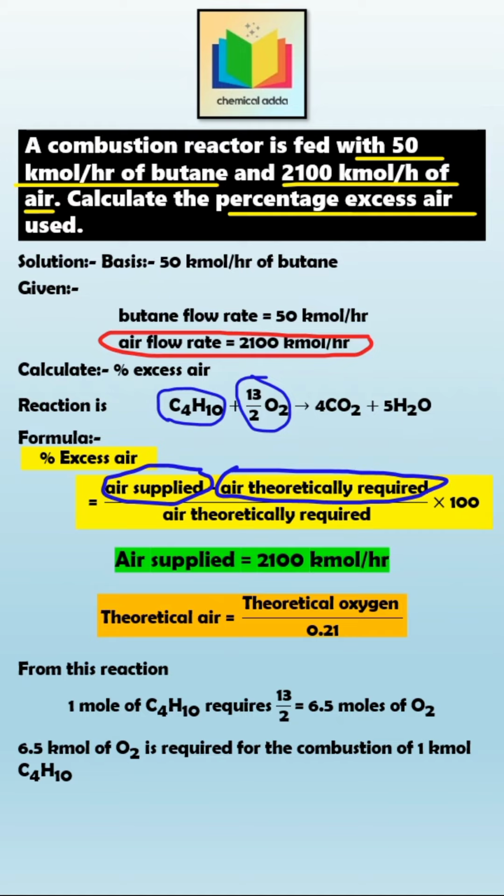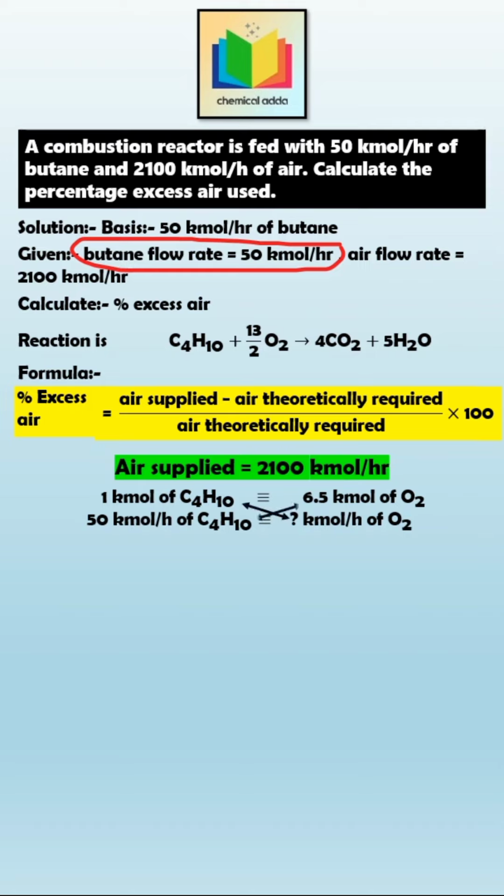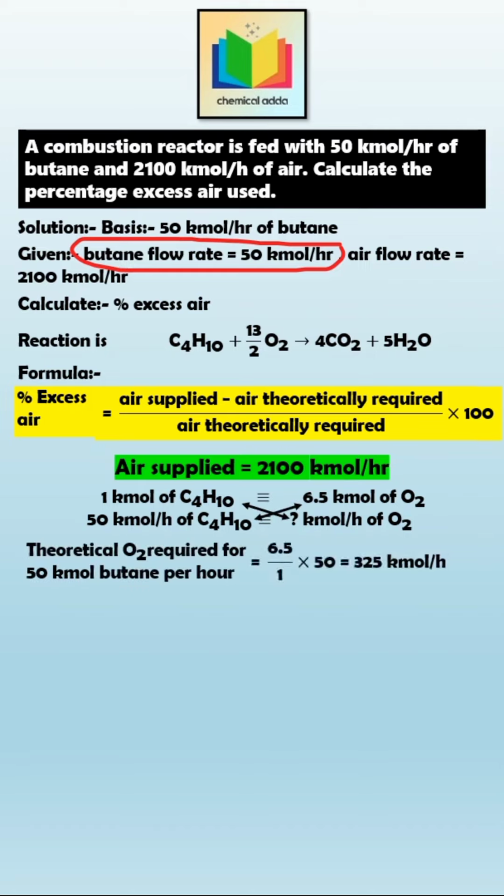which means that 6.5 kmol of oxygen is required for the combustion of 1 kmol of C4H10. But it is given that the combustion reactor is fed with 50 kmol per hour of butane. Hence, let's calculate the required oxygen for 50 kmol per hour of butane. From the stoichiometric relation, the theoretical O2 requirement for 50 kmol of butane is equal to 6.5 divided by 1 into 50. After solving, we get the theoretically required O2 is equal to 325 kmol per hour.